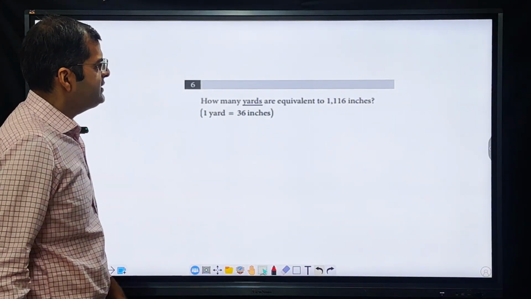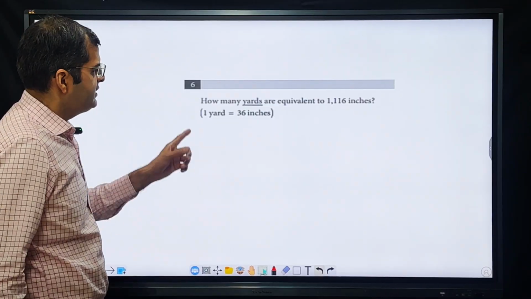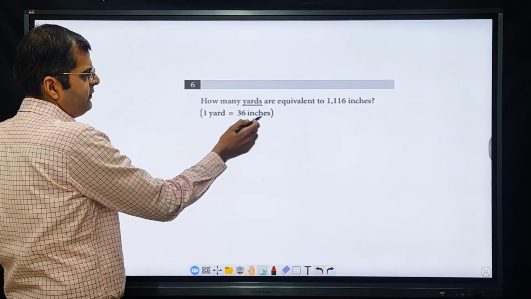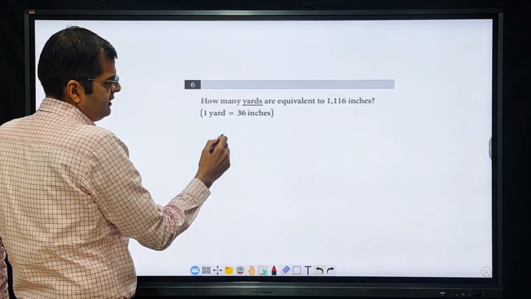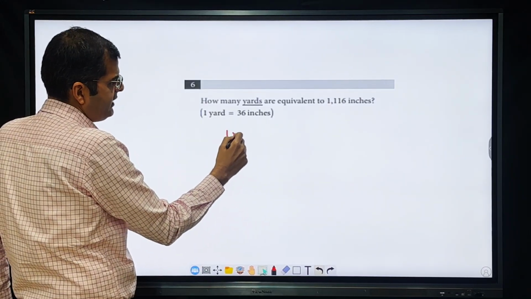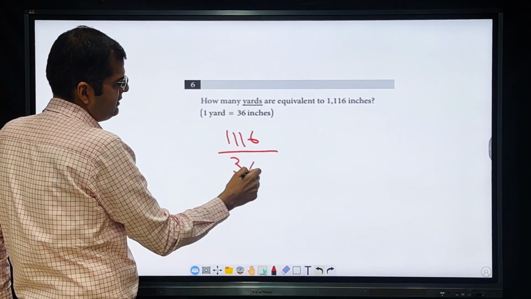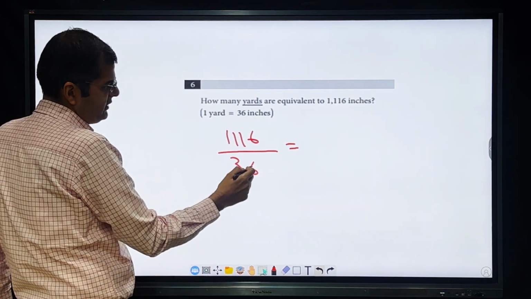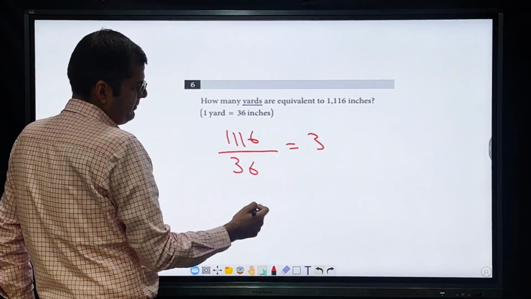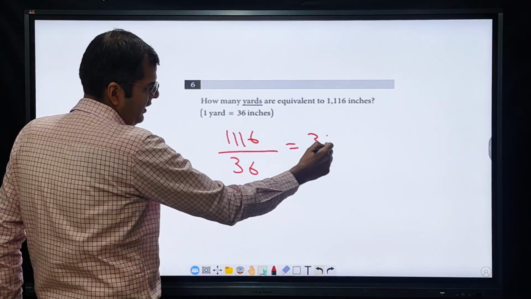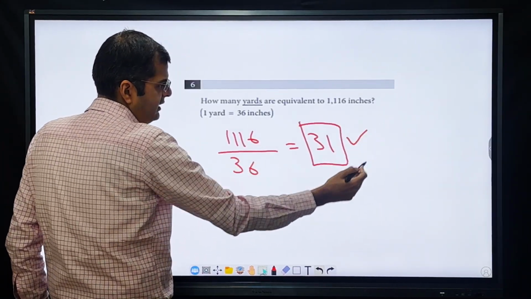Now it says how many yards are equivalent to 1116 inches? 1 yard is 36 inches. So if 1 yard is 36 inches, 1116 inches will be how many yards? That is 1116 divided by 36. If you divide this by 36, 36 into 3 is 108, 6, 31. So 31 over here is the right answer.